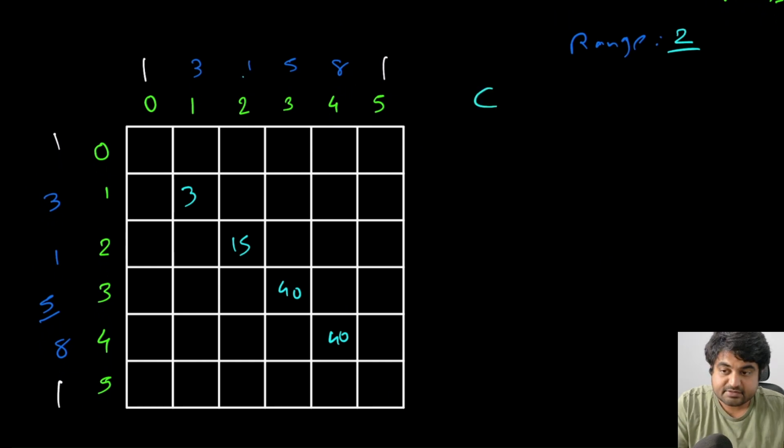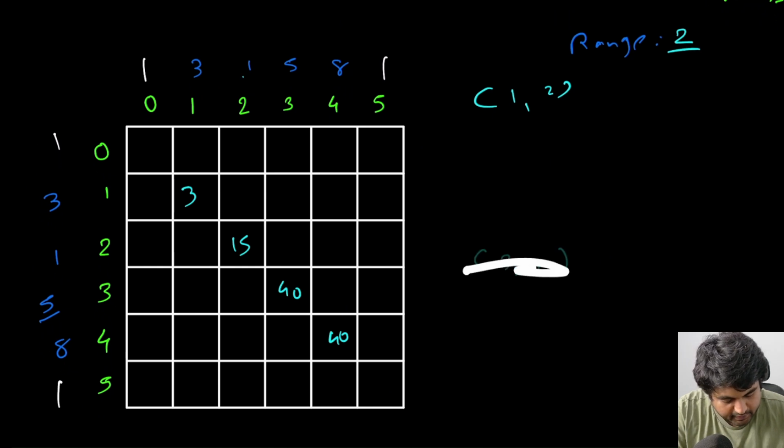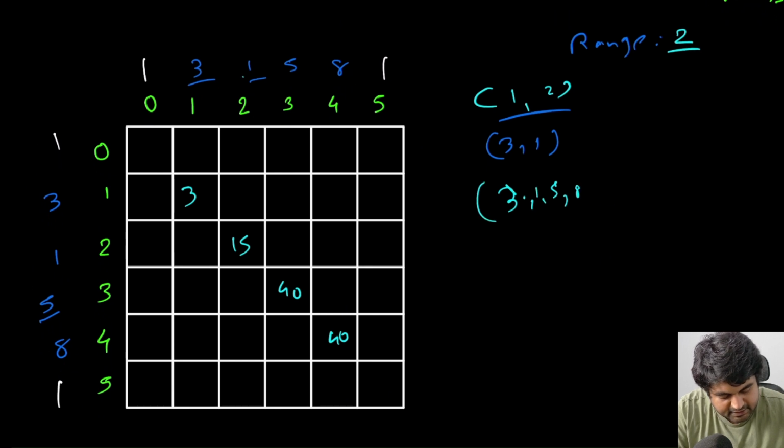Now what are the ranges we can generate? So range would be 1 to 2, second range would be 2 to 3, and third range would be 3 to 4. Now let's talk about just range 1 to 2 for a moment. In the range 1 to 2, we are talking about basically these two values 3 and 1, amongst the grand scheme of total 3, 1, 5 and 8, amongst these four values.